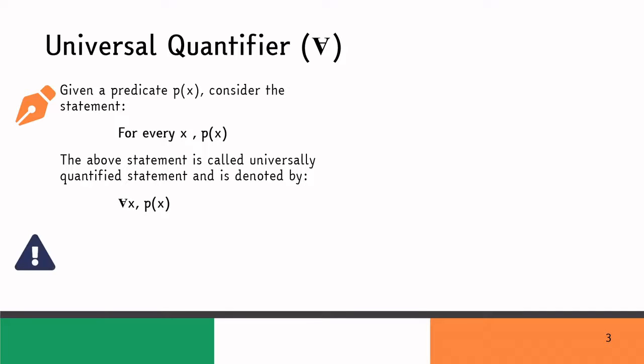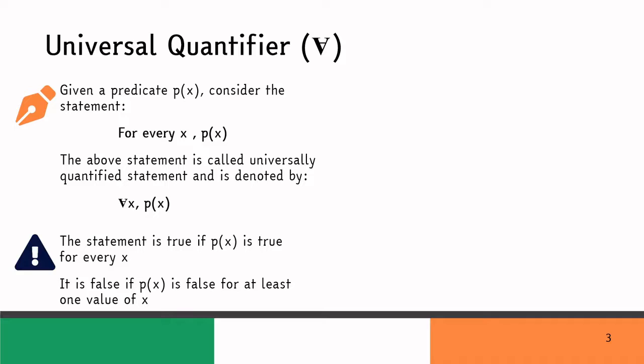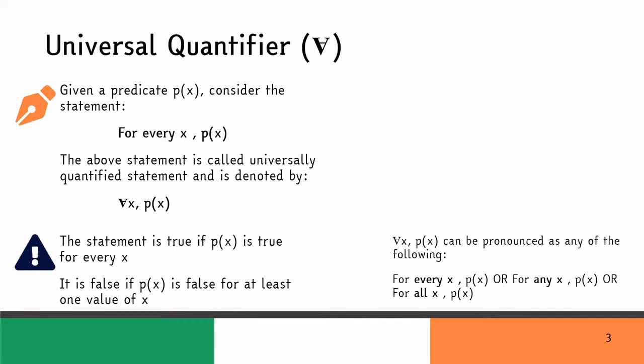Note that this expression is true only if p of x is true for every x, and false if p of x is false for at least one value of x. This expression is pronounced as "for every x, p of x," or "for any x, p of x," or "for all x, p of x."